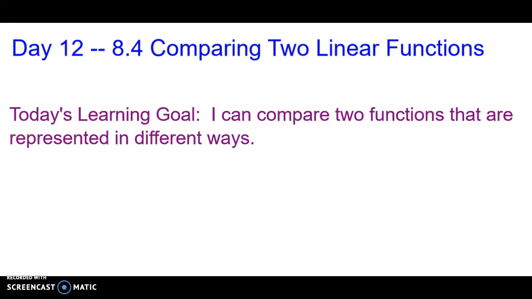Hey guys, so day 12 is 8.5, comparing two linear functions. Today's learning goal is I can compare two functions that are represented in different ways.